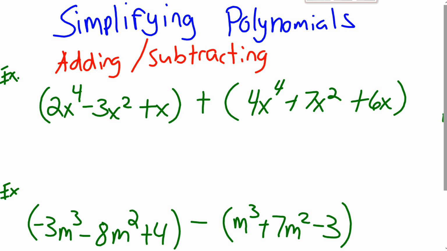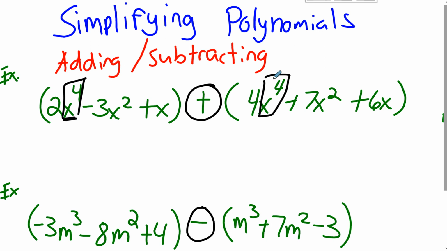All right, simplifying polynomials. So we can simplify these things. Here we're adding. You've got to know the difference, what's in between here. Is there a plus sign, is there a minus sign, or is there no sign? If there's no sign, then it's multiplication. But here we're adding, and we can only add like terms, so they have to have x to the 4th. So I can only add these two. So that's 6x to the 4th.